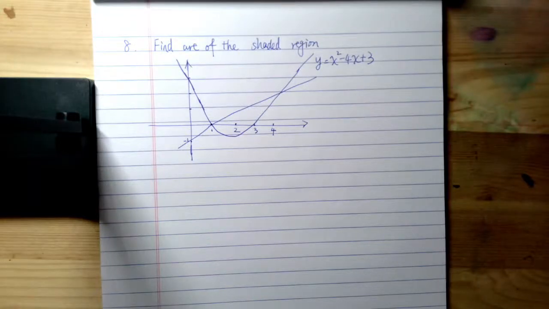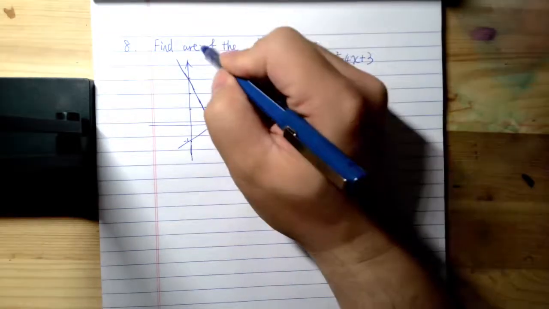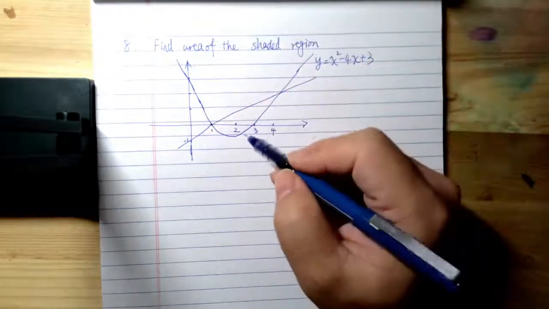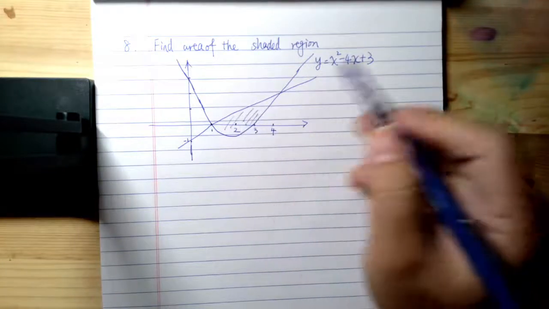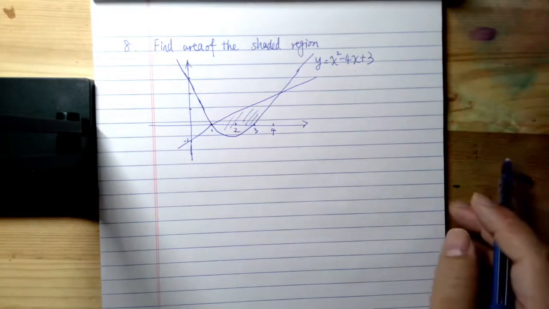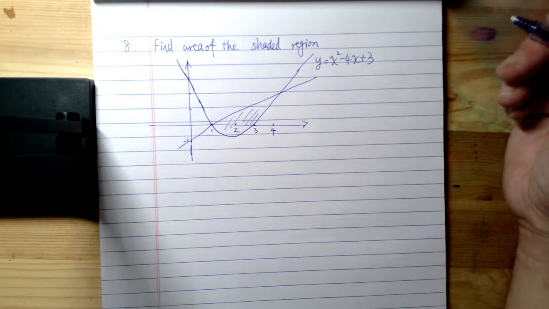Okay, so now let us look at another question. It asks us to find the area of the shaded region. The shaded region is basically this part. So clearly you can see that this is a problem about the area between two curves.